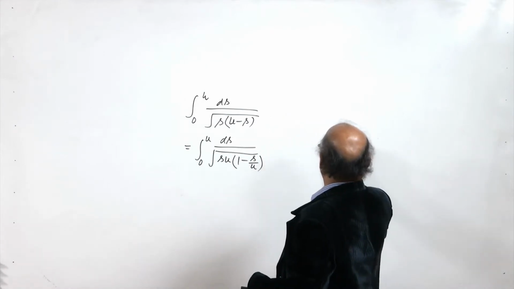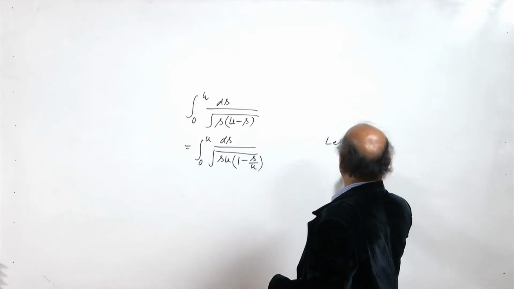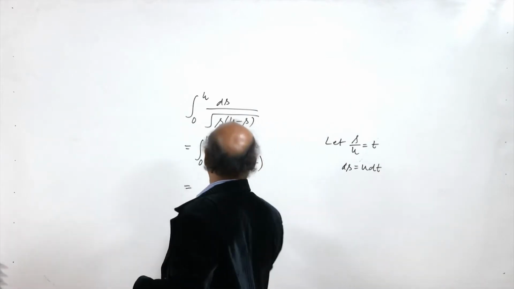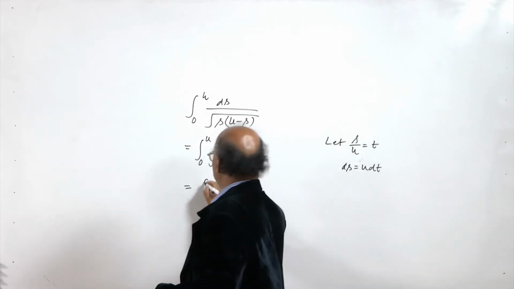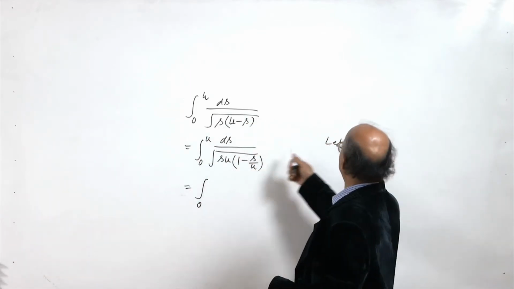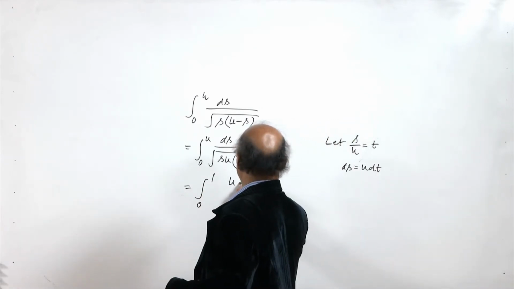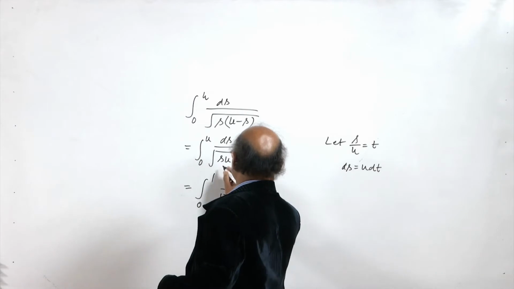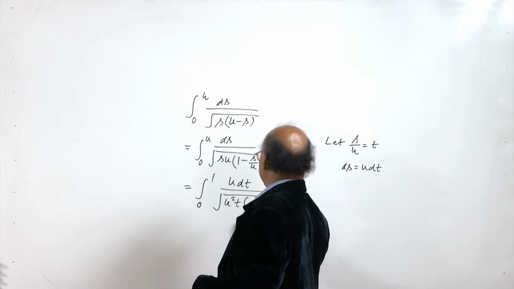Now let us put s by u equal to t, so that ds is equal to u dt. When s is 0, t is 0, and when s is equal to u, t is equal to 1, ds is equal to u dt. And what we will have in the denominator, s is equal to u into t, so u square into t times 1 minus t.